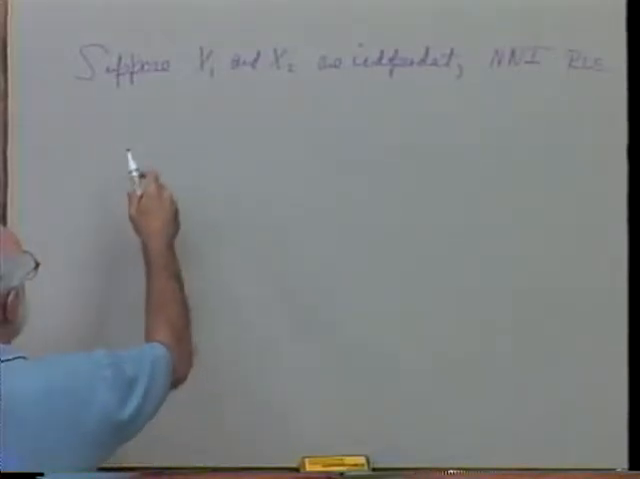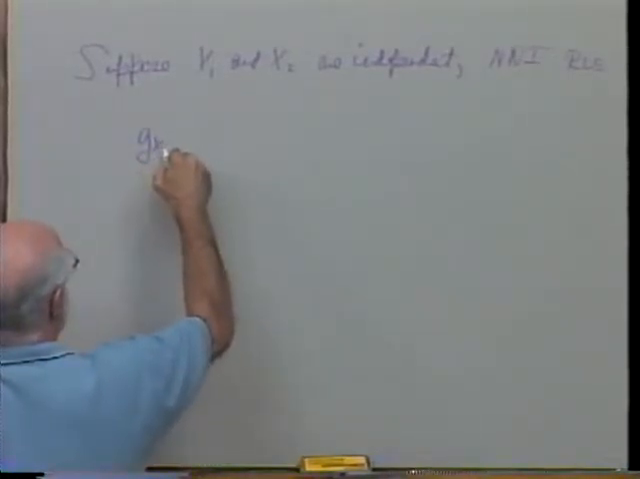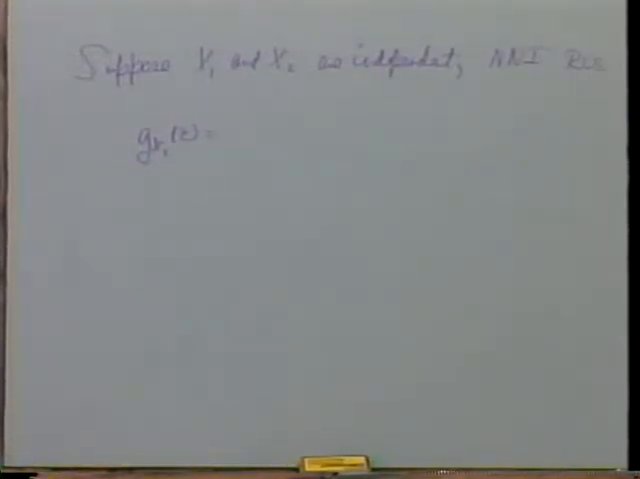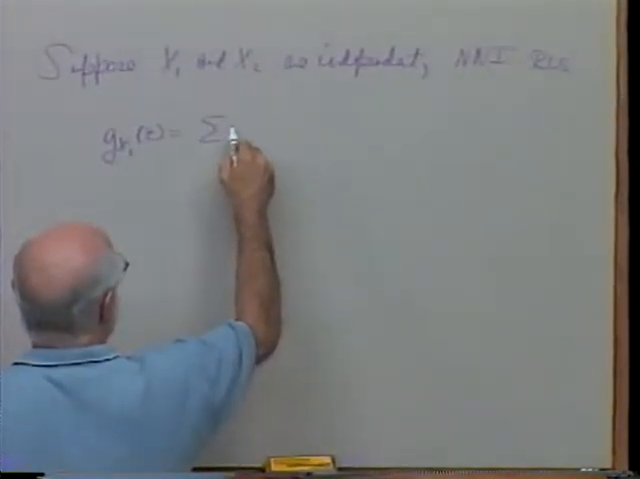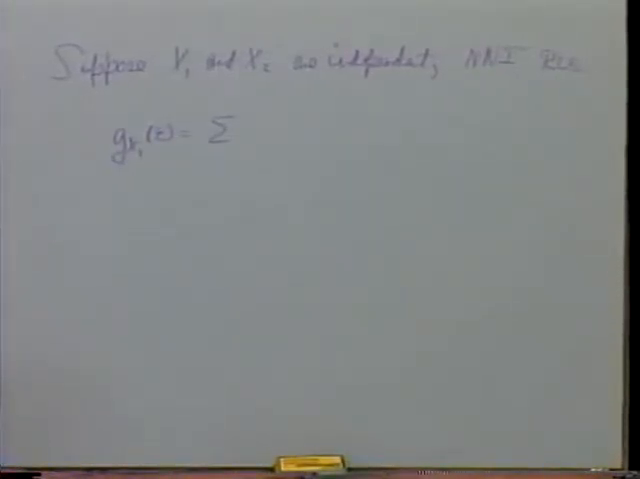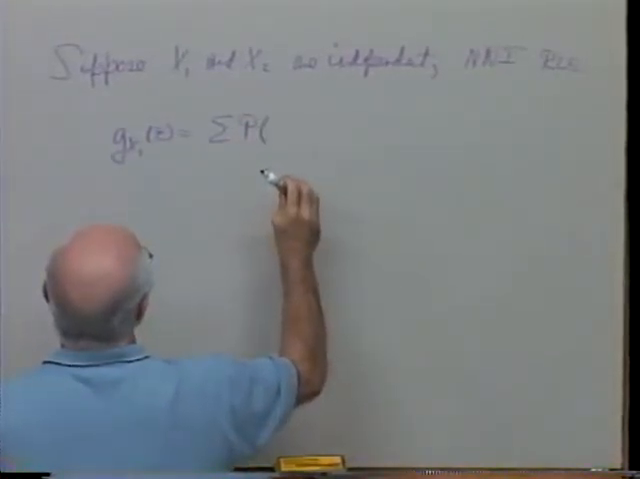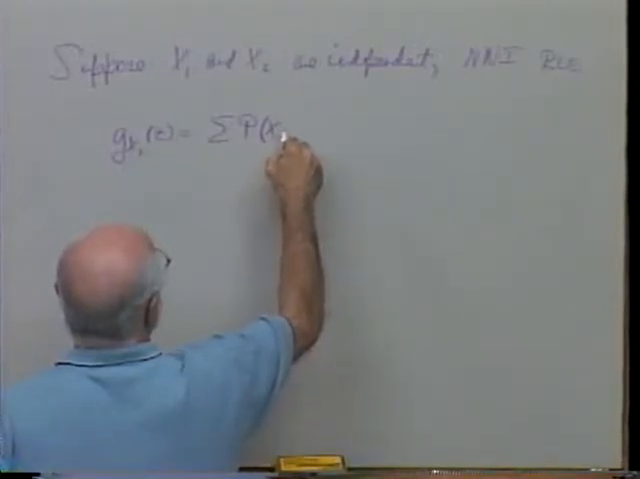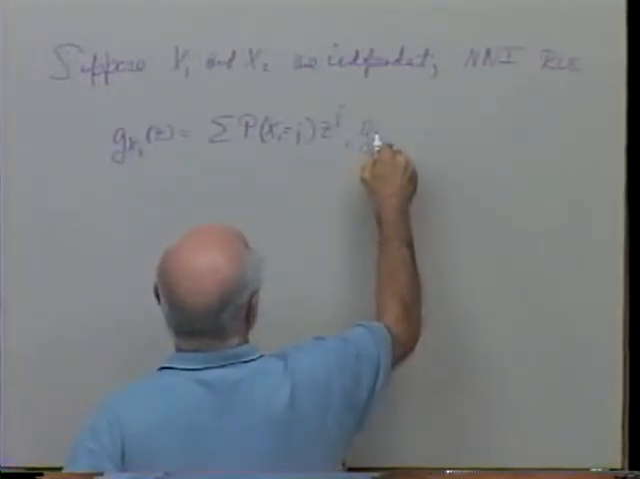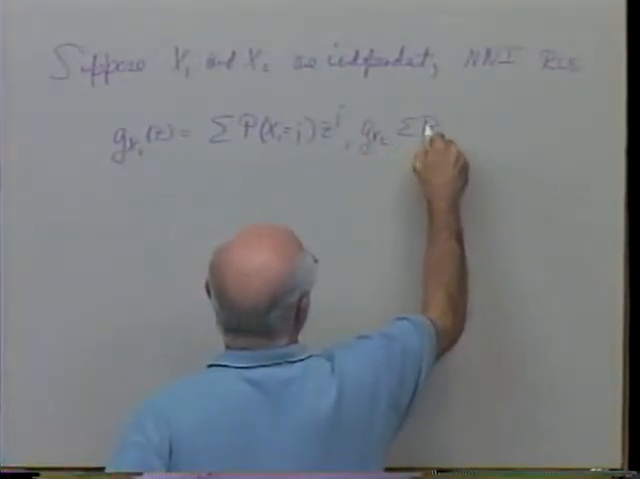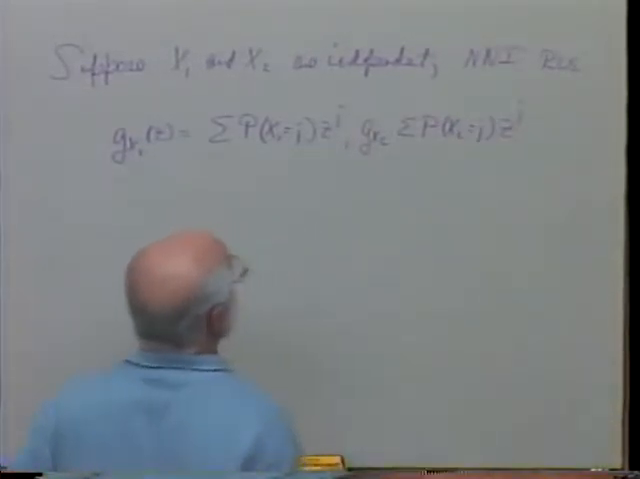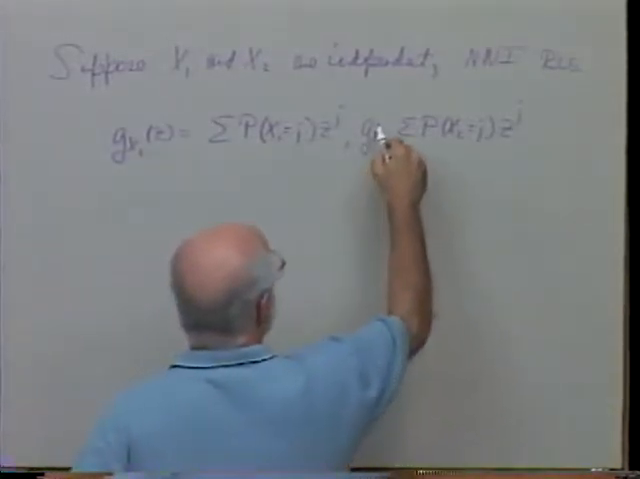Okay, so the generating function of x1, and often I'll denote it this way, would be the sum of the probabilities that X1 is equal to j, times z to the j. And of course, the generating function of x2 would be the sum of the probabilities x2 is equal to j, times z to the j. I should put a z in here.